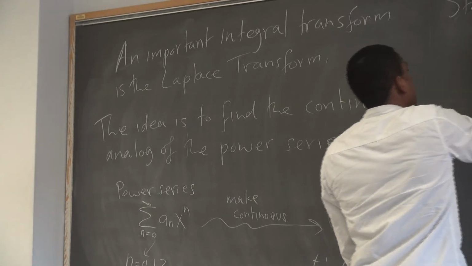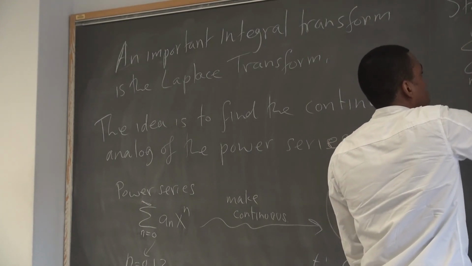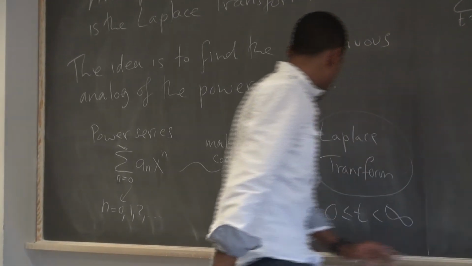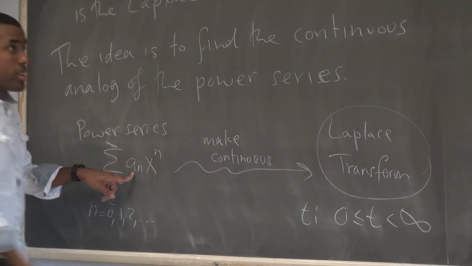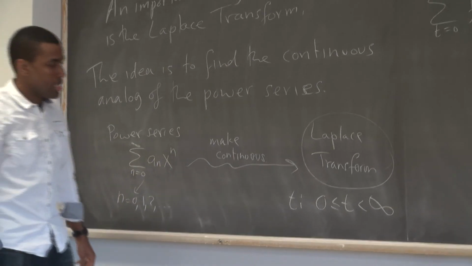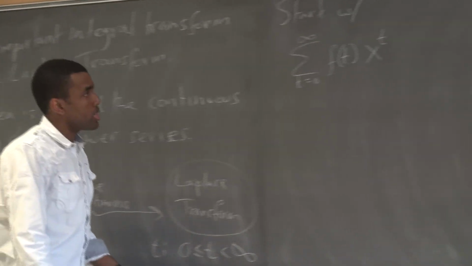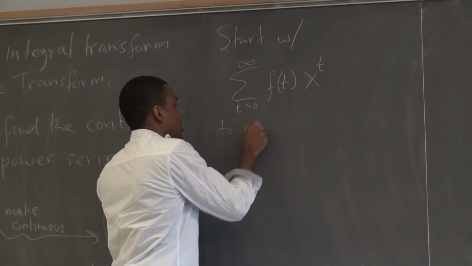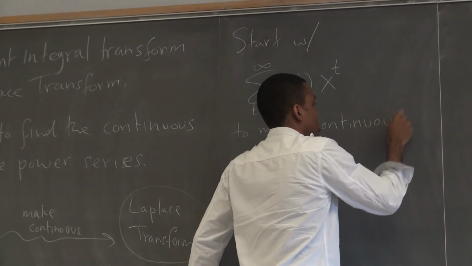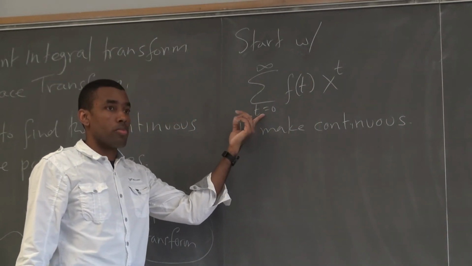So basically, we start with, I'm going to write this in a more suggestive way. F of t x to the t, right? I'm pretty much just replacing a n by a function because I know it represents a function, and x to the n, I'm just using t instead of n, right? But I'm going to want to make the t a continuous variable where the n was a discrete variable, right? To make it continuous, okay, so the summation gives us discrete sums. What's the thing we know that gives us continuous sums?